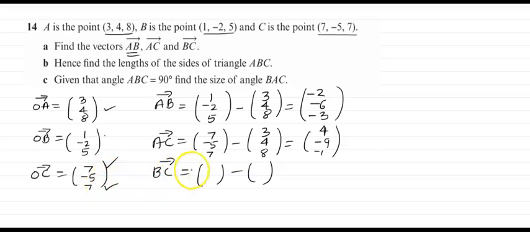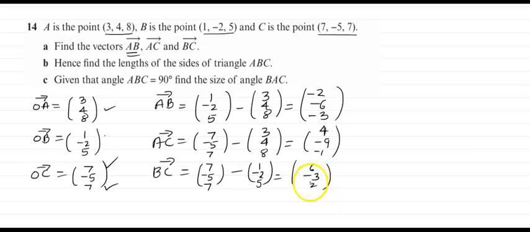Position vector of C is 7, minus 5 and 7. Then minus 1, minus 2 and 5. So this will be 6, minus 3 and 2. Okay. Is that fine? So this you can write down minus 2i, minus 6j and minus 3k. Okay. Similarly 4i, minus 9j, minus 1k, and this one 6i, minus 3j plus 2k.